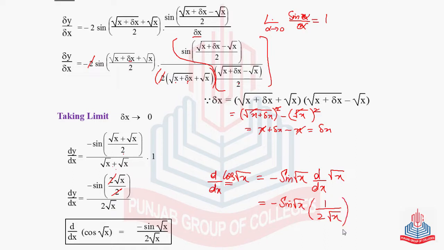And finally we have minus sine square root of x dividing by 2 square root of x by using the first principle, and which is exactly the same thing as by using this general result of trigonometric functions.